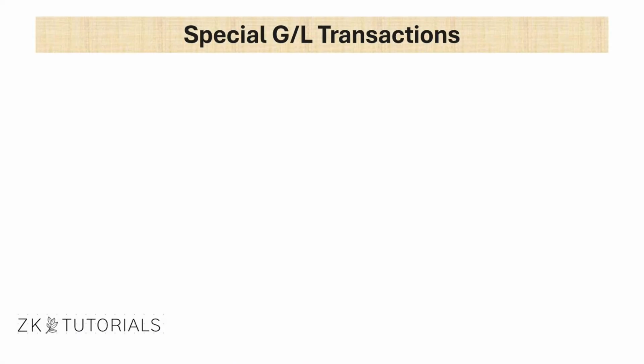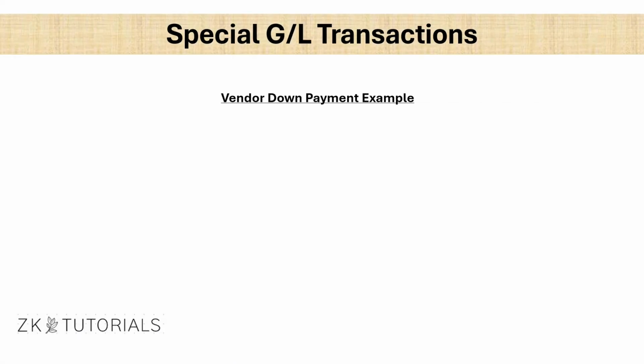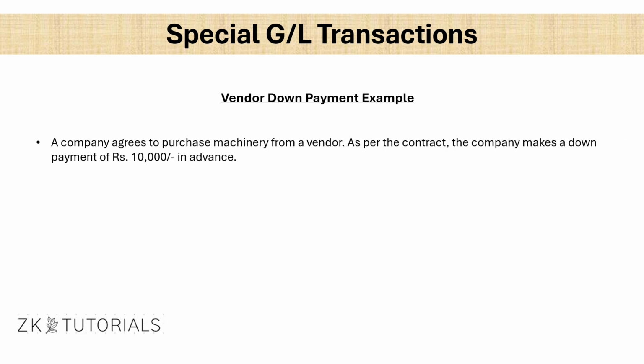And the next slide is vendor down payment example. This is the example of a vendor down payment. A company agrees to purchase machinery from a vendor. As per the contract, the company makes a down payment of rupees 10,000 in advance. That means we have agreed to purchase machinery worth some amount, let us say 10 lakhs or 1 lakh. But the vendor has asked us, okay, give me just 10,000 in advance so that we will agree to the sale.